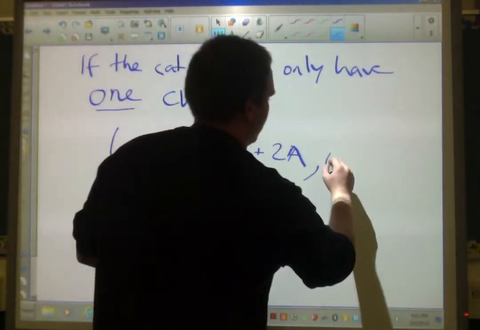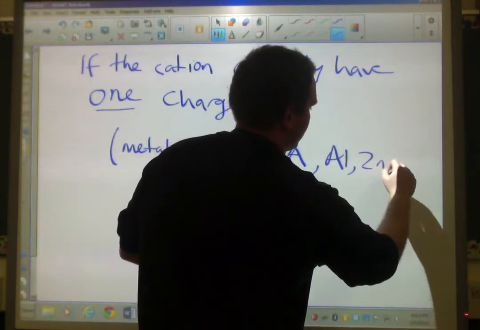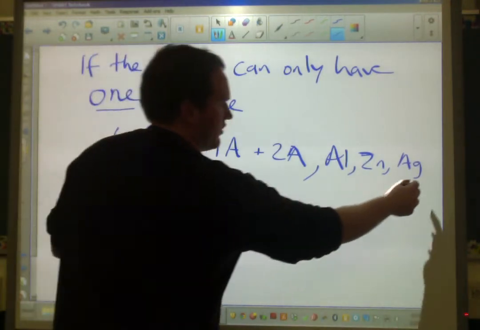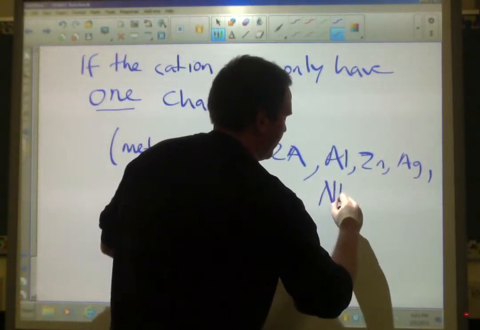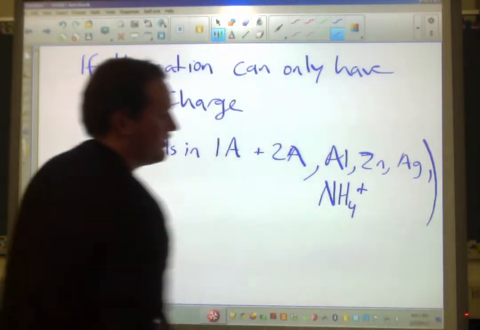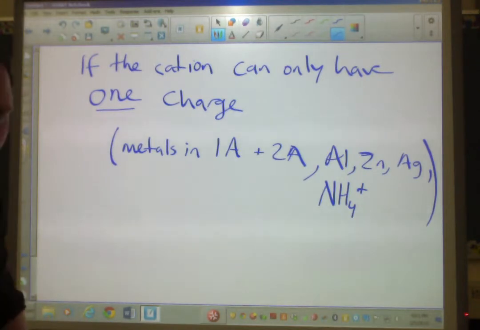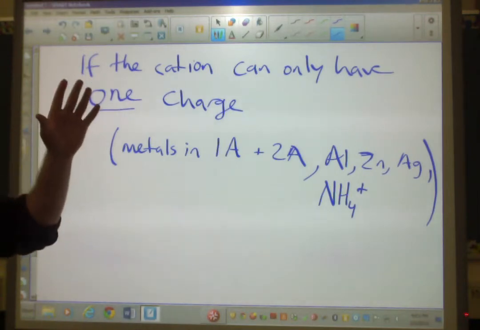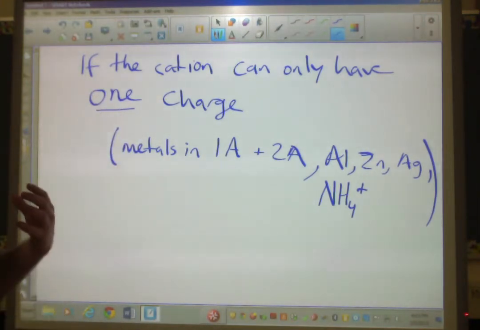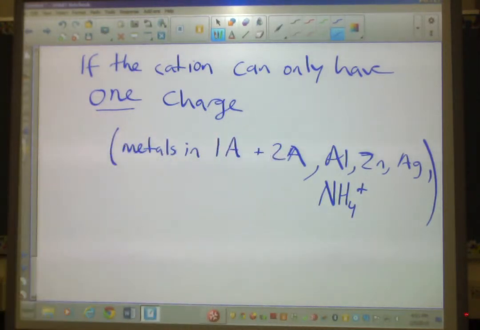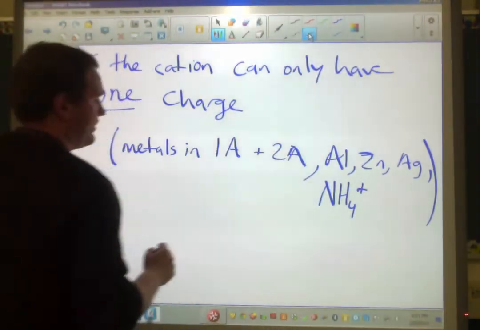Also, Al, Zn, Ag, or ammonium, NH4+. So any of these, we don't need to use Roman numerals because we don't need to specify what the charge is. It's set. For example, sodium, Na, is always Na+. Magnesium is always Mg2+. Aluminum is always 3+. So we don't need to use any Roman numerals. So all you do for this is state the name of the metal.